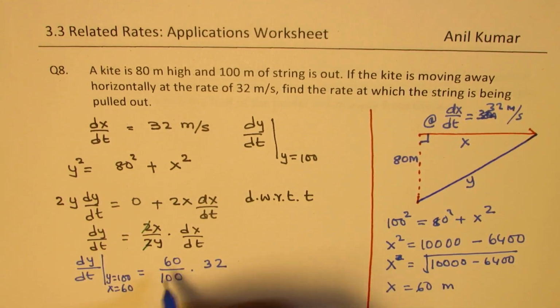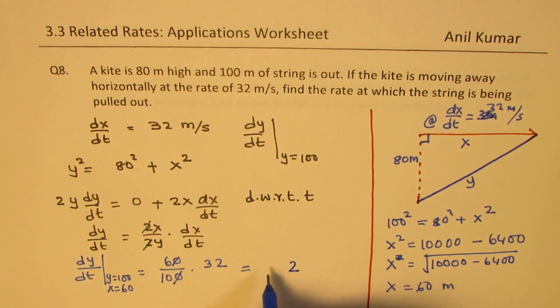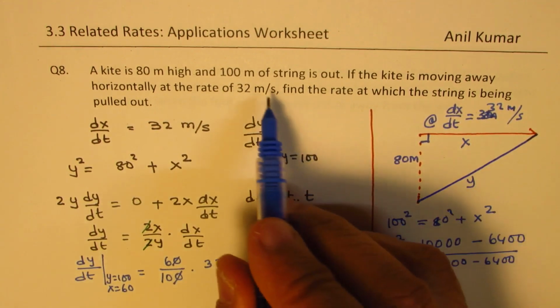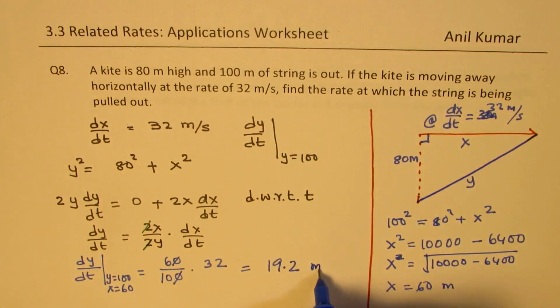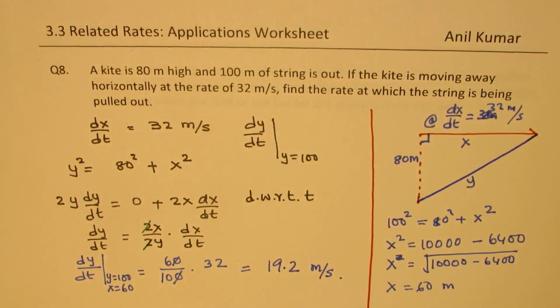Correct? So that gives you the answer. Right? So you can multiply by 2. 6 times 2 is 12, 2, 1. 6 times 3, 18, 19.2. And the units are meters per second. Is that clear to you? So that is how you could actually answer this question.